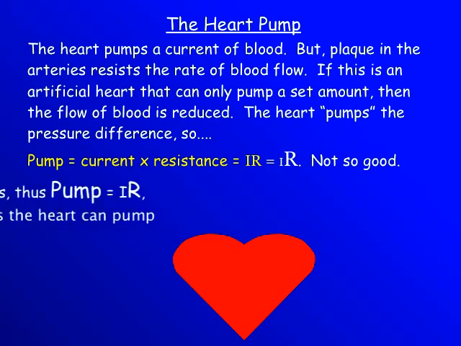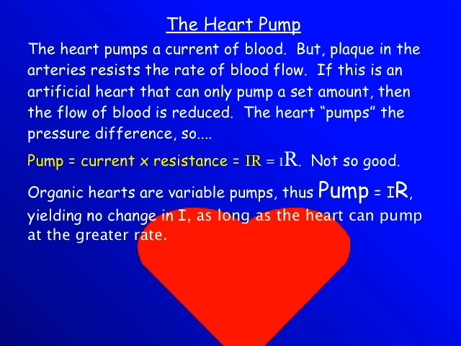This would be fatal. But organic hearts are variable. The heart can pump harder. It can expand and contract more. So organic hearts are variable pumps. Thus the difference in pressure can increase to compensate for the resistance to keep the I, the current, constant. You need to have a steady flow of blood, a set current, to give you nutrition to your brain and your other parts. So if you have more resistance, your heart has to pump harder, yielding little to no change in the current, as long as the heart can pump at the greater rate. But of course, the resistance keeps on increasing by getting more and more plaques from eating more and more donuts. Your heart is working or pumping harder, and eventually your heart can fail.